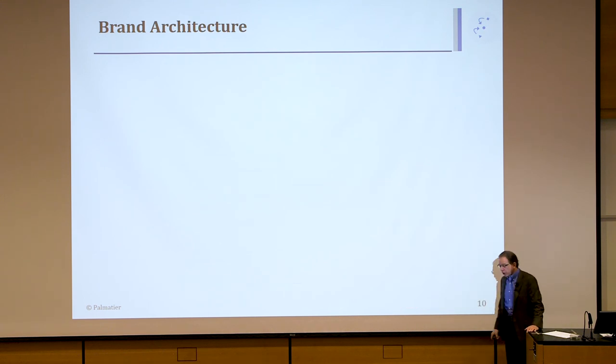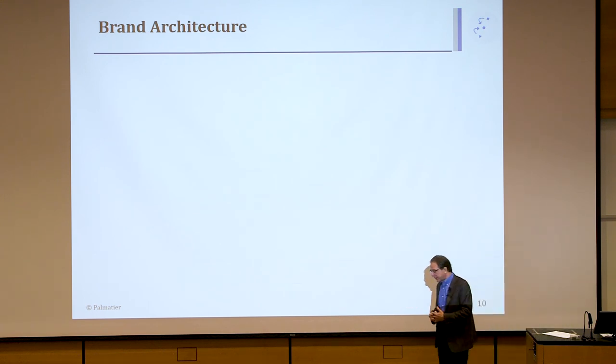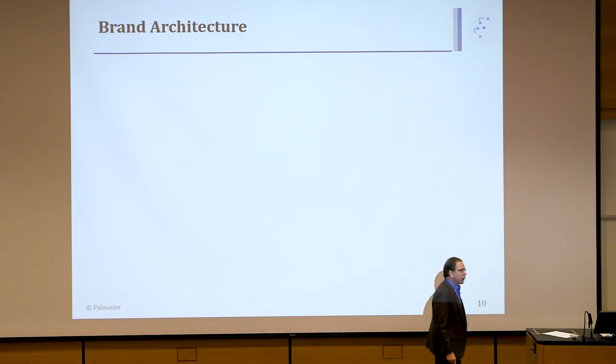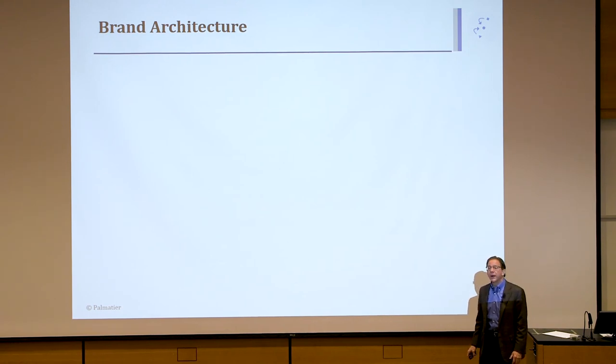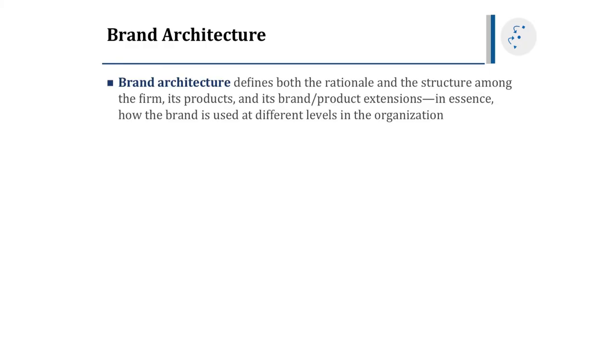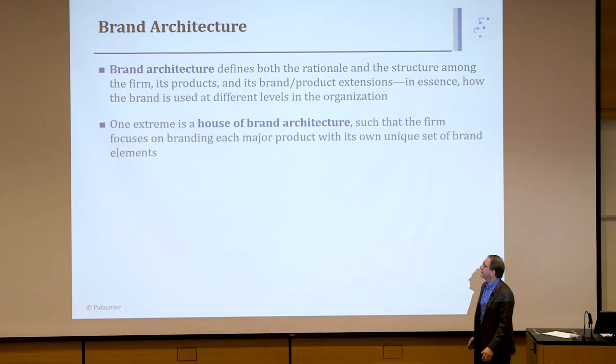Okay, the next thing we're going to talk about in the brand space: we talked about how it works, awareness and image. Now we're going to talk about architecture. What is brand architecture? Brand architecture is how you put all your brands in a firm together. It defines both the rationale and the structure among the firm, its products, and its brands. So if you think of Apple, they have iPad, iPod, iPhone, they have Macs, AirMac. They have a lot of different brands. What is their strategy and how do they put it together?